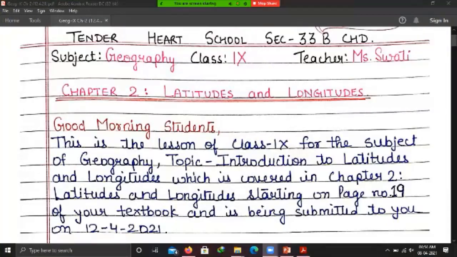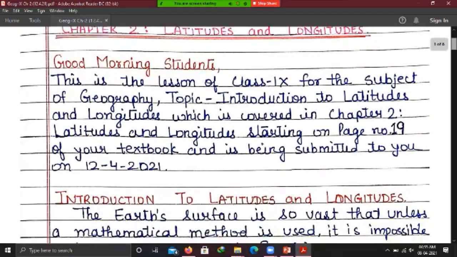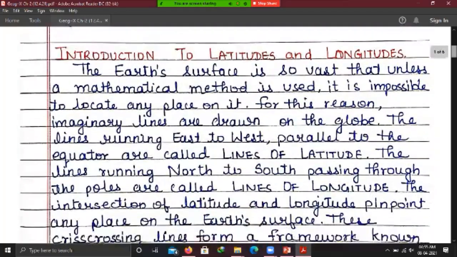Good morning, students. This is the lesson of class 9 for the subject of geography, topic Introduction to Latitudes and Longitudes, which is covered in chapter 2, Latitudes and Longitudes, starting on page number 19 of your textbook and is being submitted to you on 12th of April 2021. So now let us start with our topic and discuss Introduction to Latitudes and Longitudes.